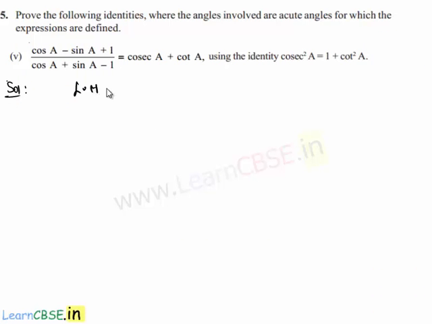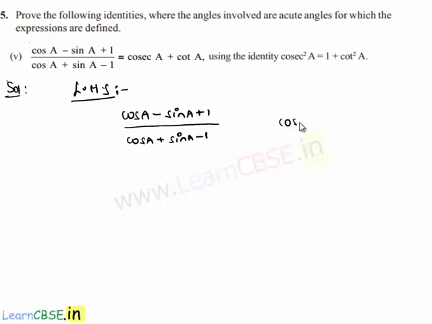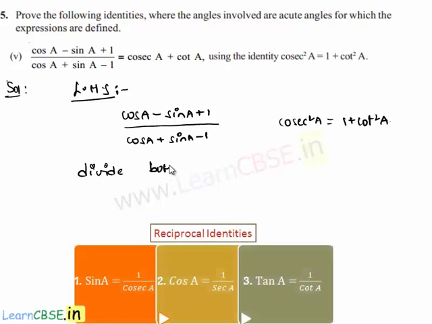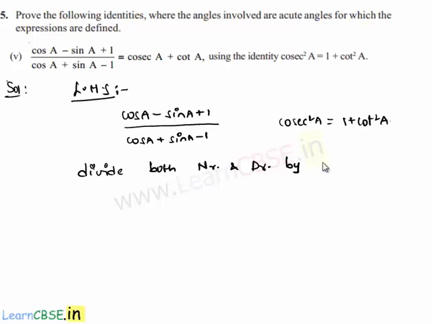Let us consider the left hand side, that is cos A minus sin A plus 1 divided by cos A plus sin A minus 1. As here, he asked us to prove the equality using the identity cosecant square A is equal to 1 plus cot square A, let us convert the given expression in terms of cosecant and cot A. In order to do that, divide both numerator and denominator by sin A.